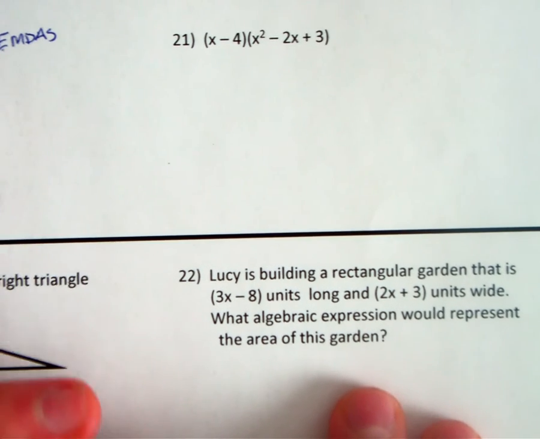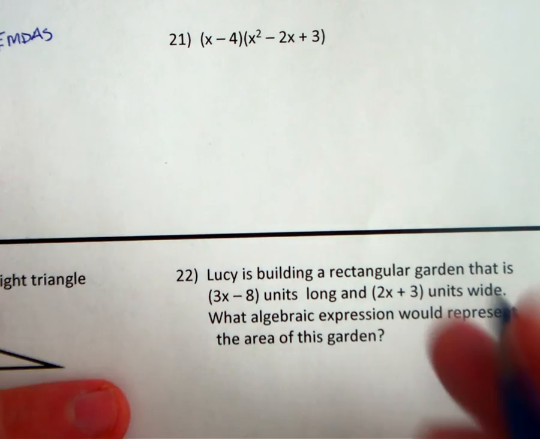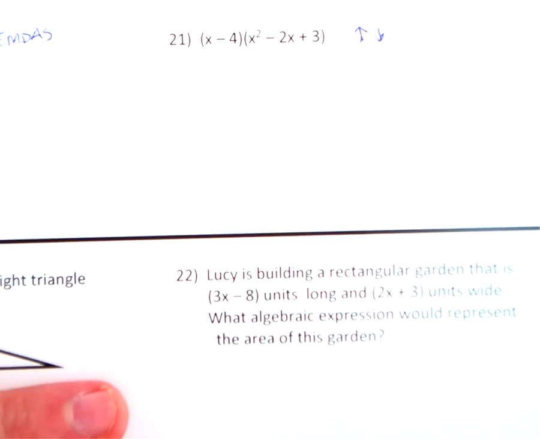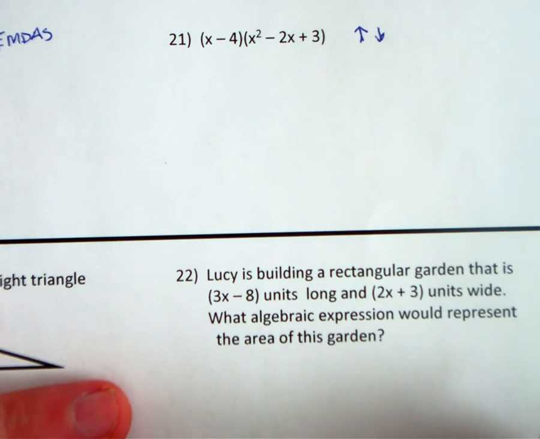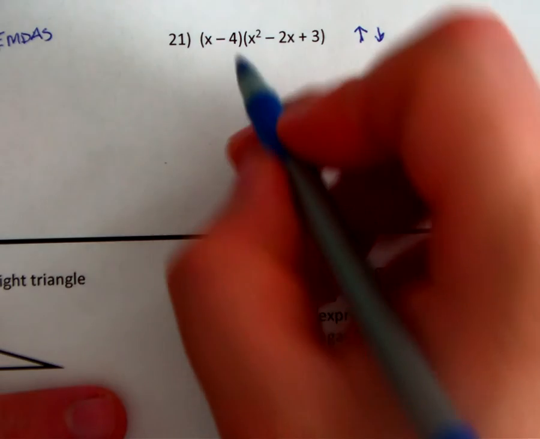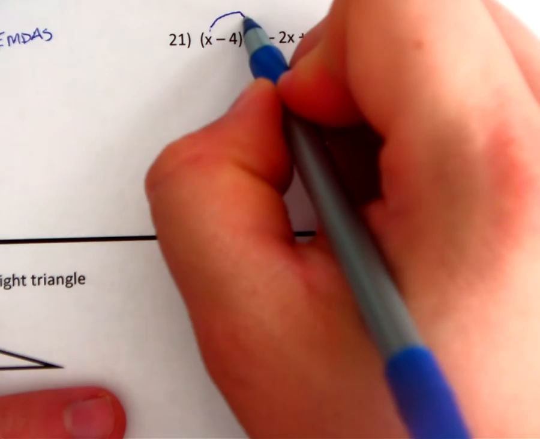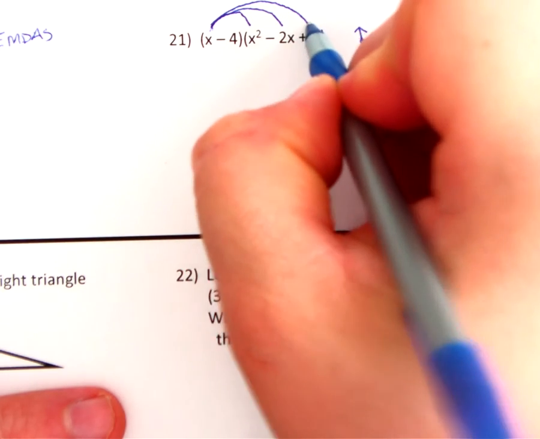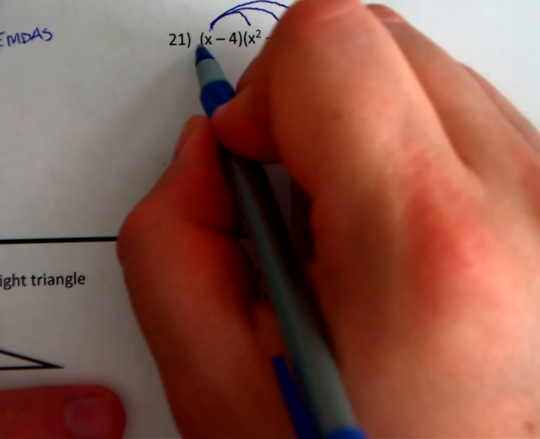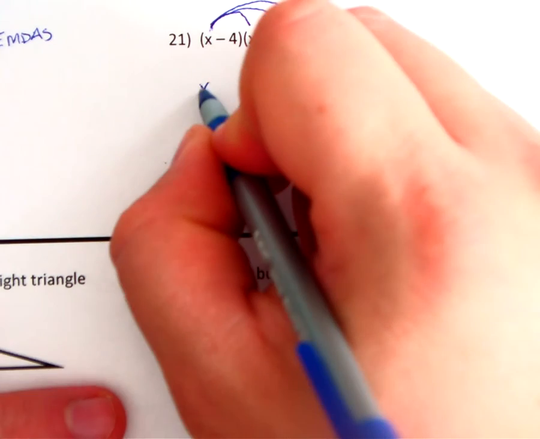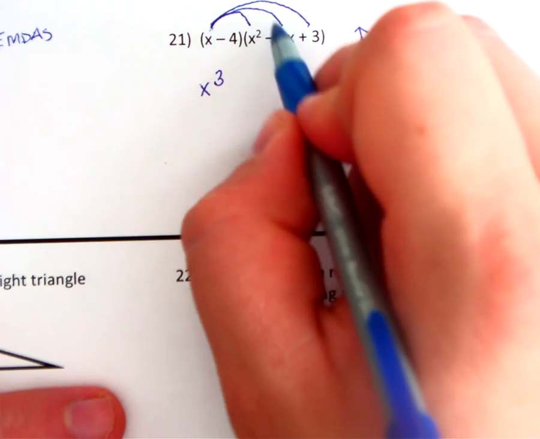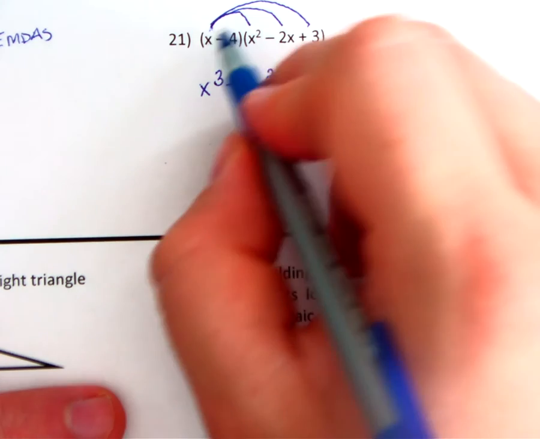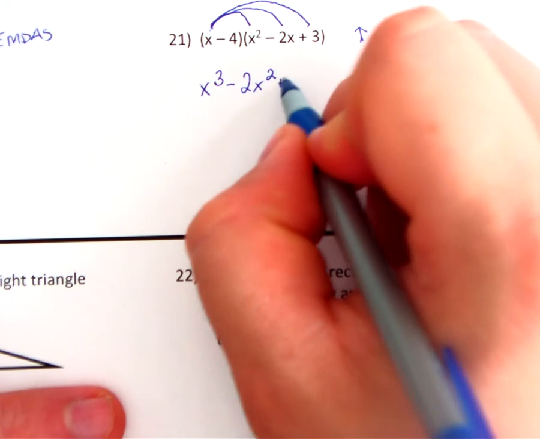All right, 21, we have a binomial times a trinomial. And so you've seen me put up on the screen a good bit of times, up arrow, down arrow. I call this the over-under. And so we're going to start with our first term and distribute it over to every term in the trinomial. So x times x squared is x cubed. X times negative 2x is negative 2x squared. X times 3 is positive 3x.